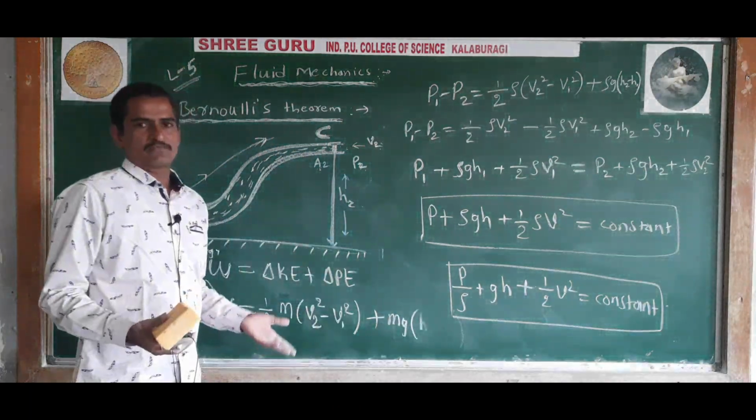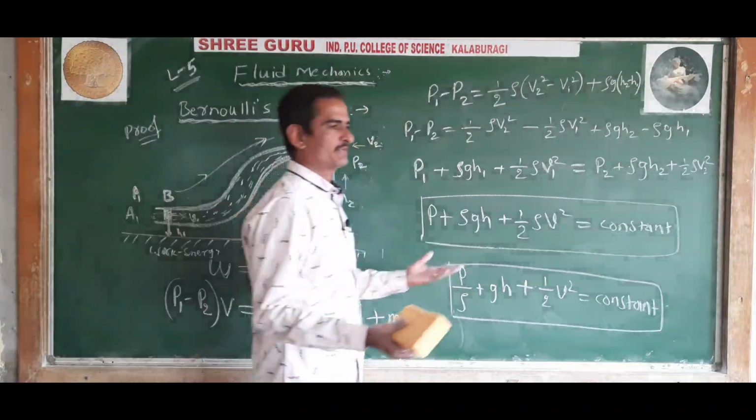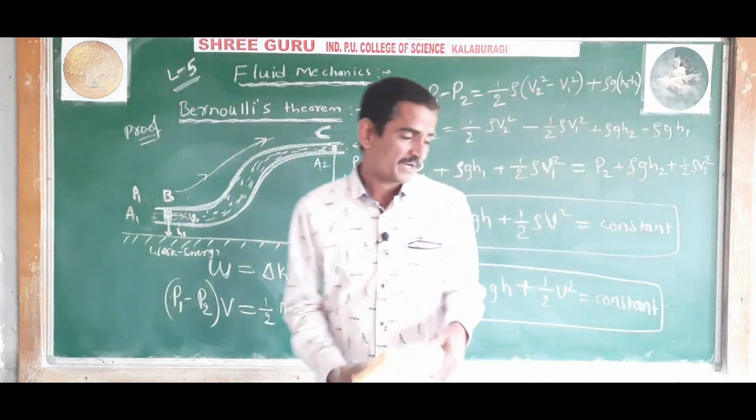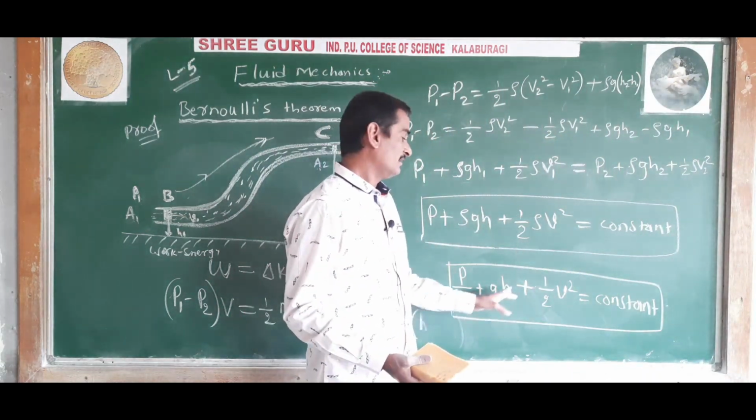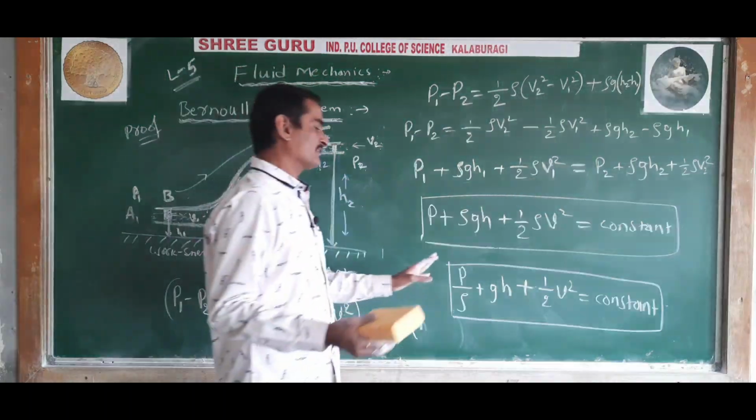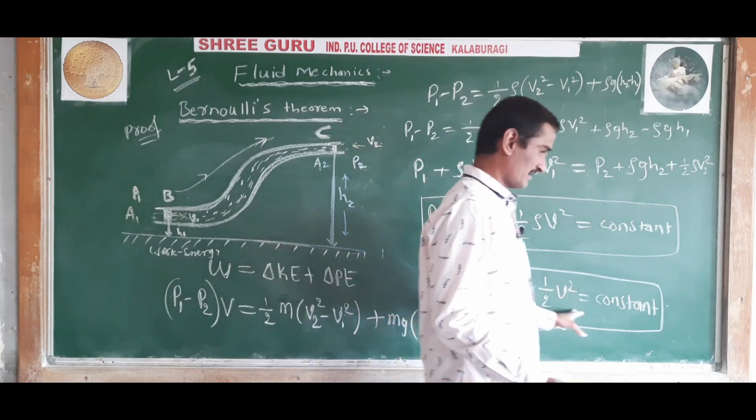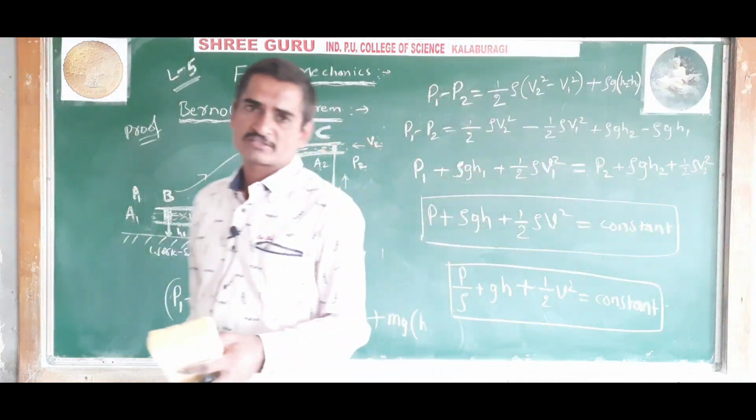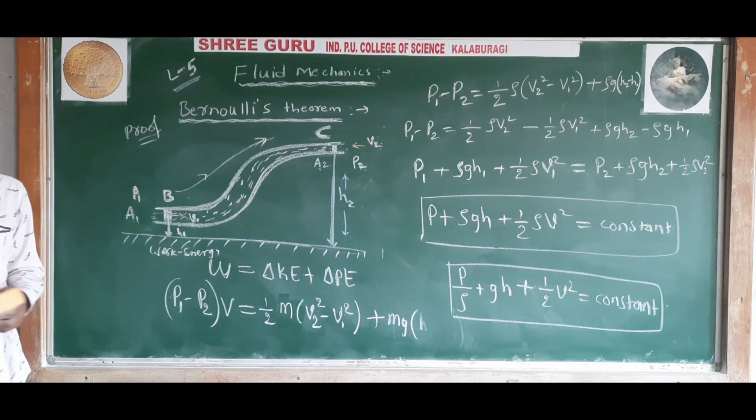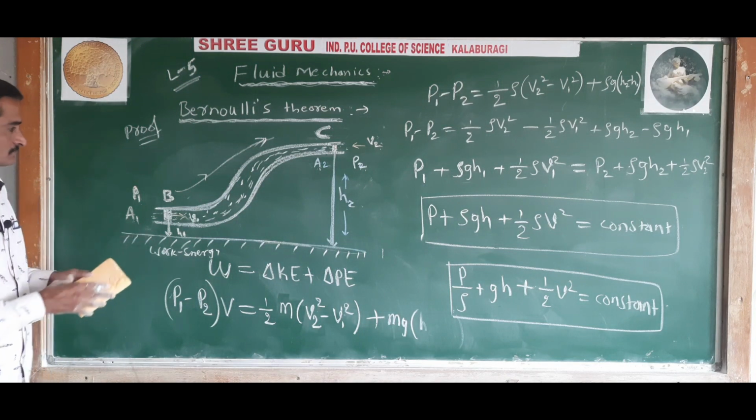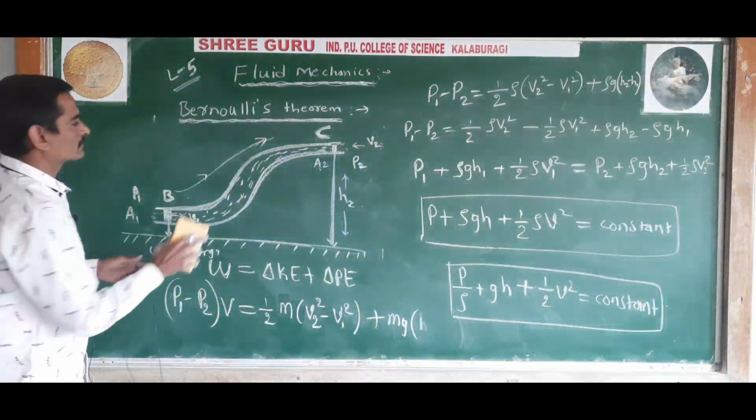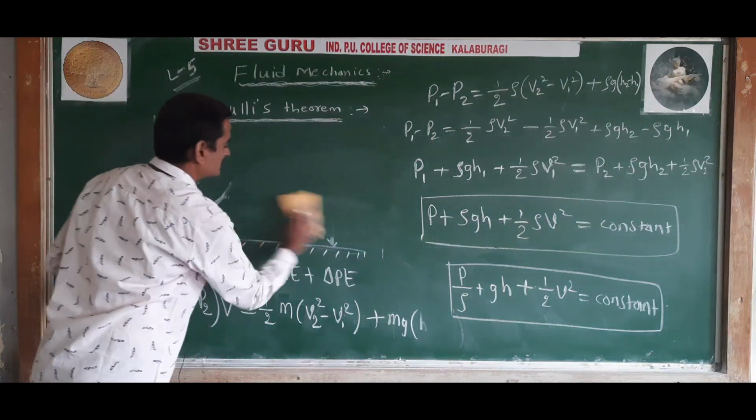Another way of explaining the same formula is in terms of pressure head, potential head and kinetic head. The sum of pressure head, potential head and kinetic head will remain constant for an ideal fluid having streamline flow. That also you can write. That is given by the equation; the same equation only I will write.